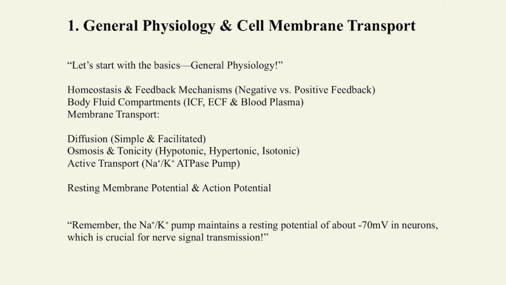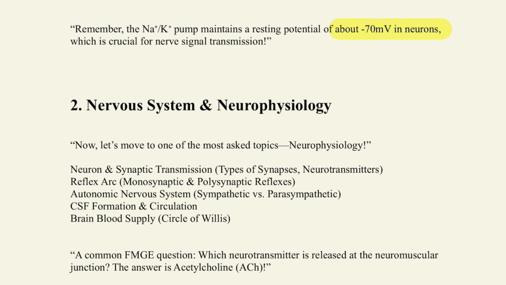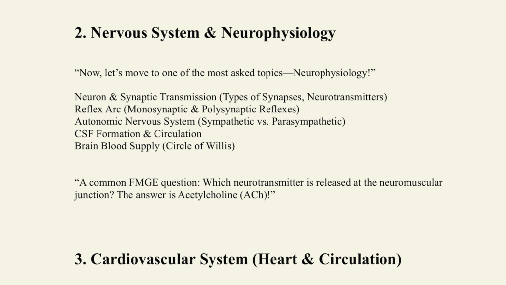General physiology: homeostasis and feedback mechanisms like negative versus positive feedback. Then body fluid compartments like ICF, ECF, and blood plasma. Then membrane transport, diffusion, simple and facilitated. Then osmosis and tonicity like hypertonic, isotonic. Active transport, sodium-potassium ATPase pump. Then resting membrane potential and action potential. So remember, the sodium-potassium pump maintains a resting potential of about negative 70 millivolts in neurons, which is crucial for nerve signal transmission.